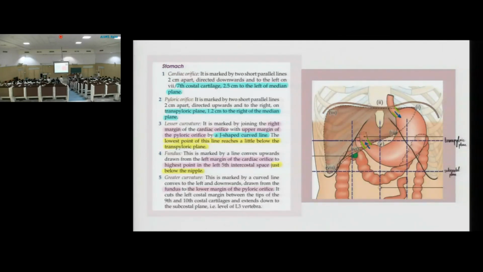Even if you had not done your presentation, you have prepared, and you know where you were lacking, because you have carefully listened and you have studied. Yes, surface landmarking of the stomach. It was a very nice case.